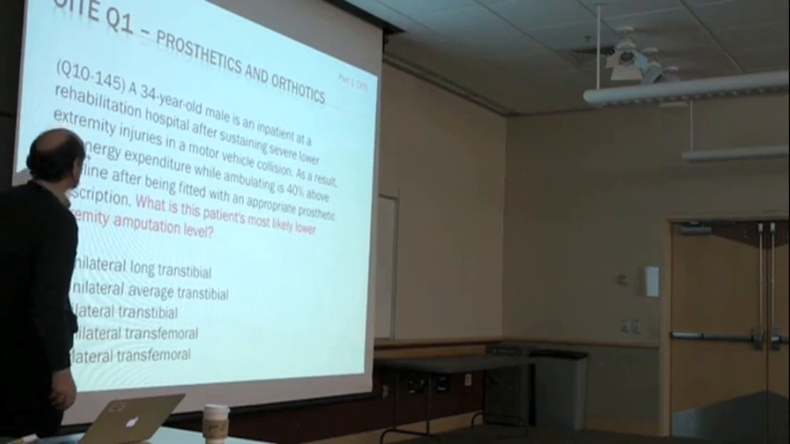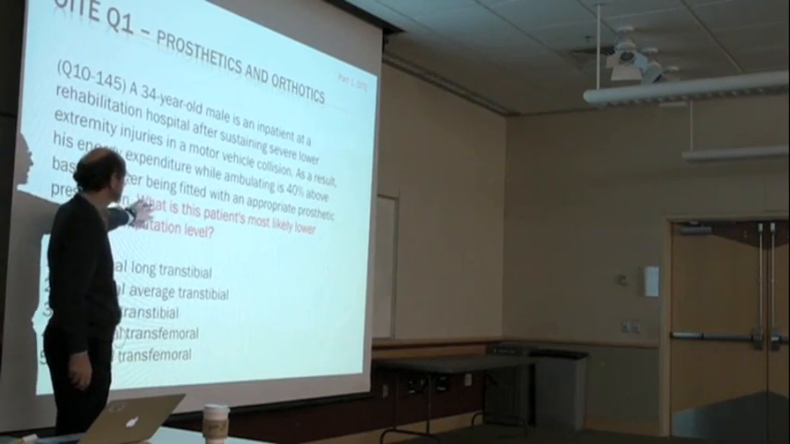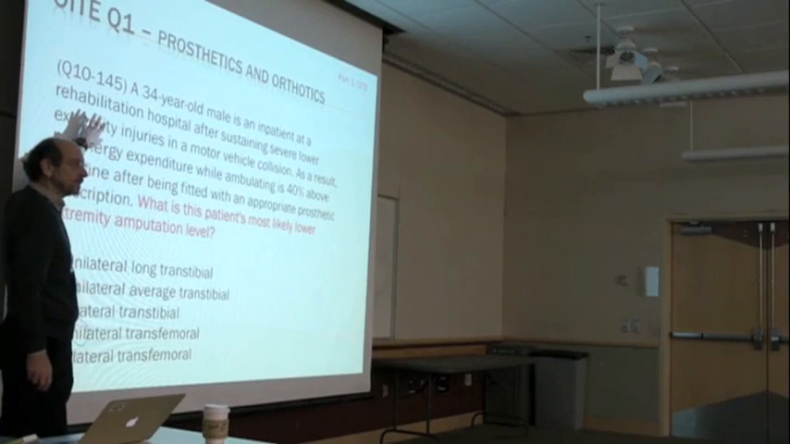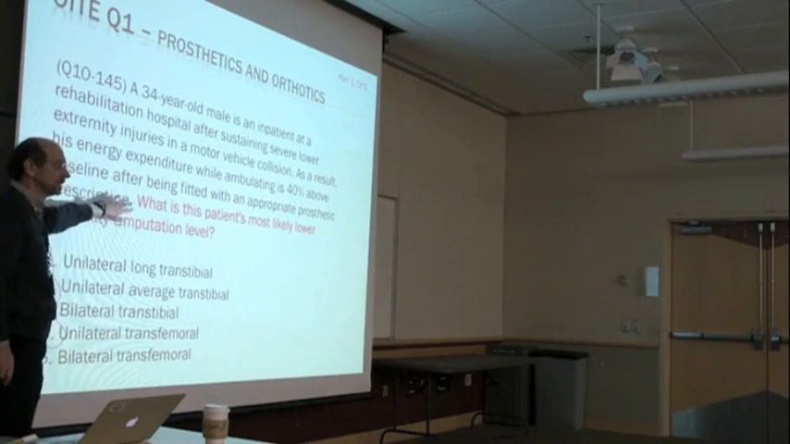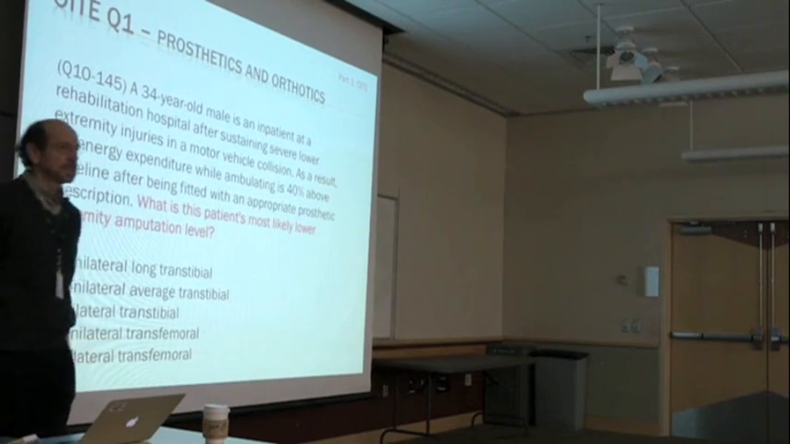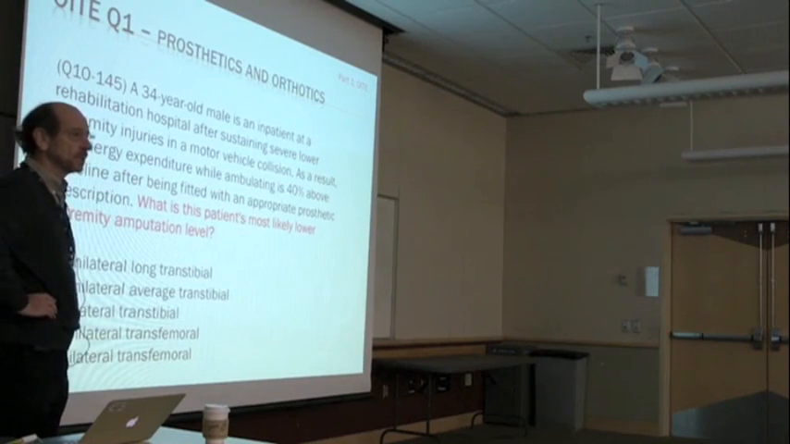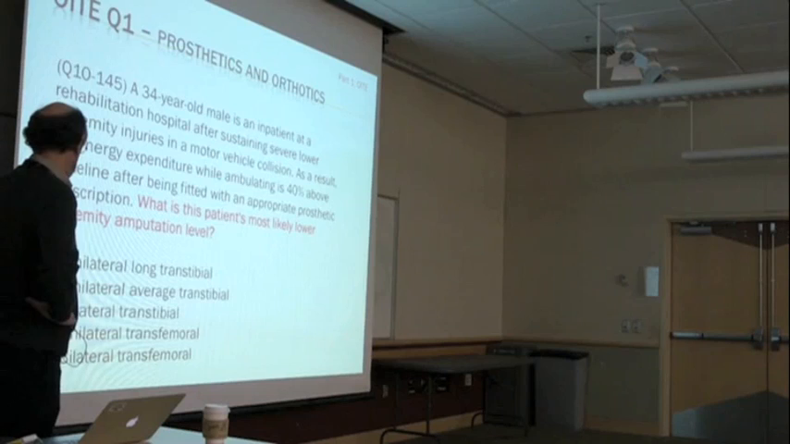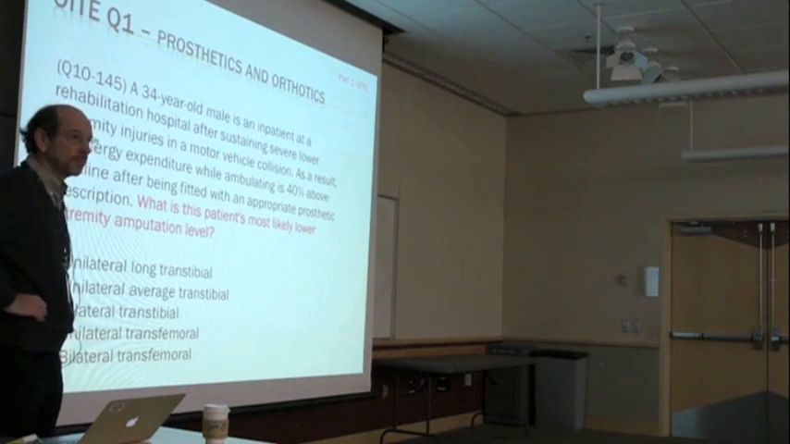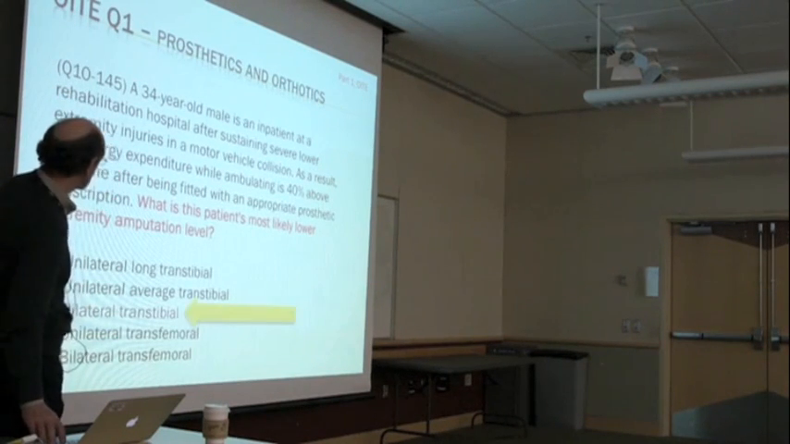The question's a little bit odd until you get to the last sentence, because it doesn't say that patient had an amputation, but the last sentence tells you that it is. So anybody got any ideas about this one? What is the likely answer to this question? 3. Bilateral transtibial. Good shot. Somebody knows their energy expenditure.